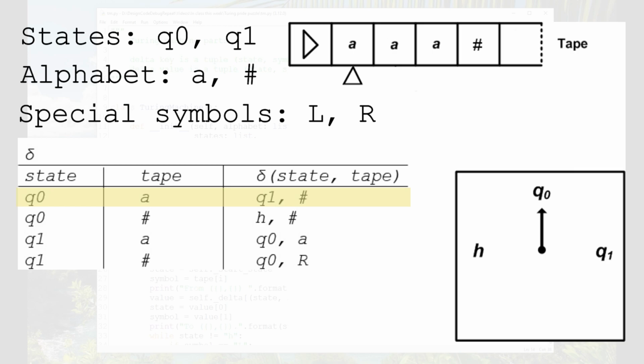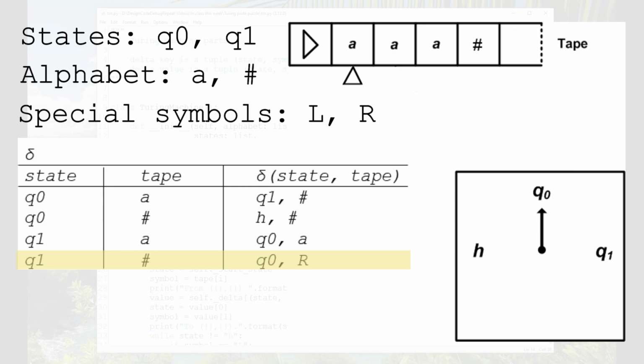For state Q0 and A, in other words, reading an A on the tape, the machine should transition to state Q1 and should write blank. For being in state Q0 and seeing a blank, the machine should halt. For state Q1, if the machine sees an A, it should transition to state Q0 and write an A.